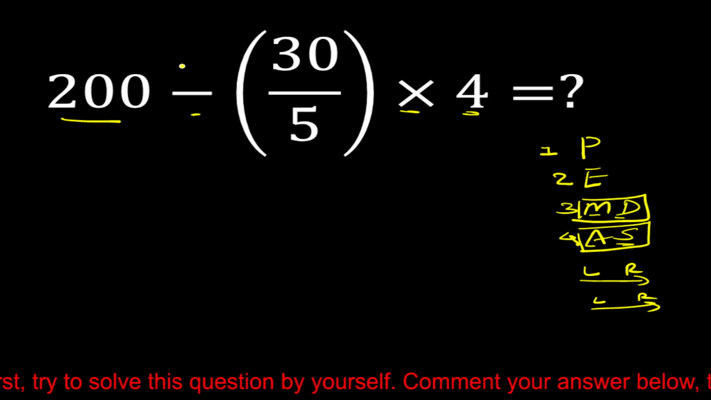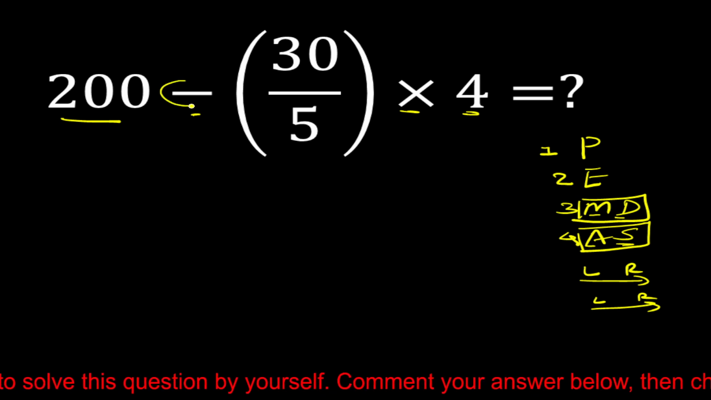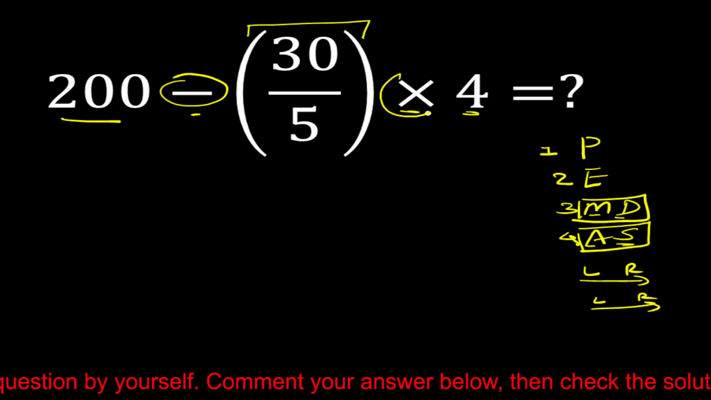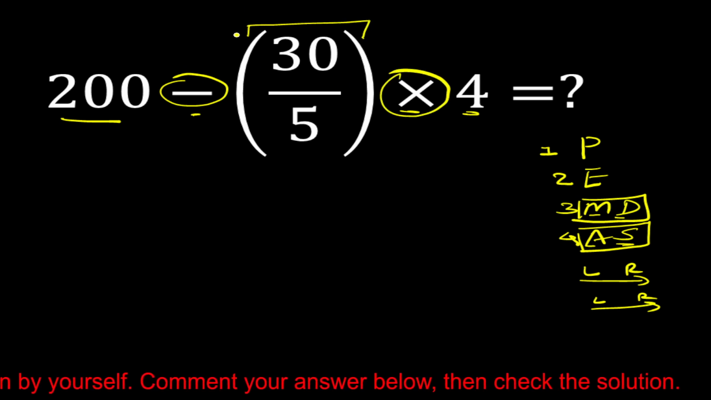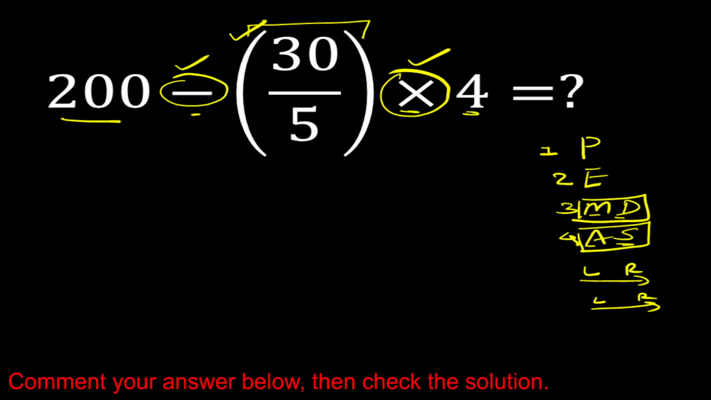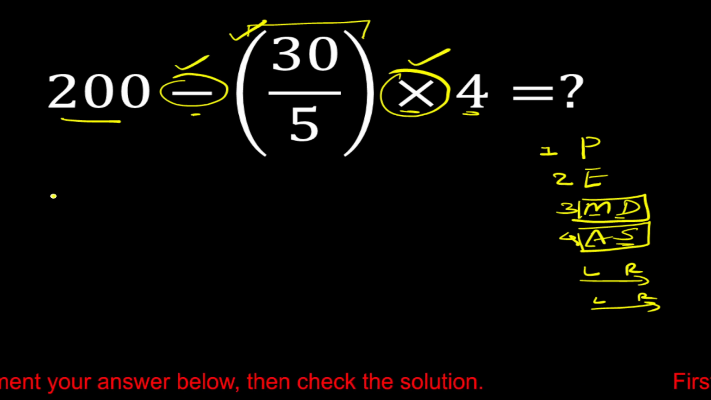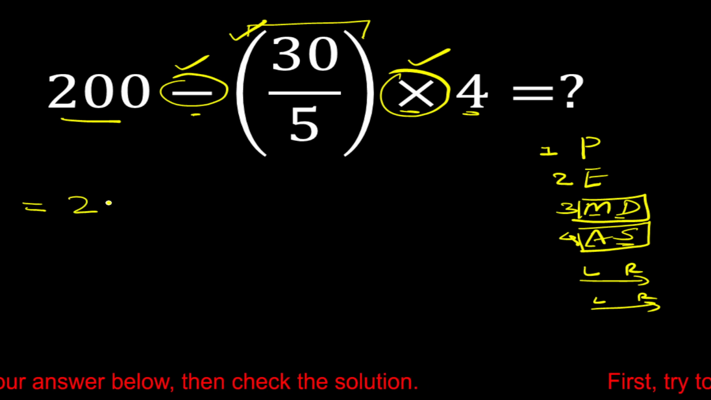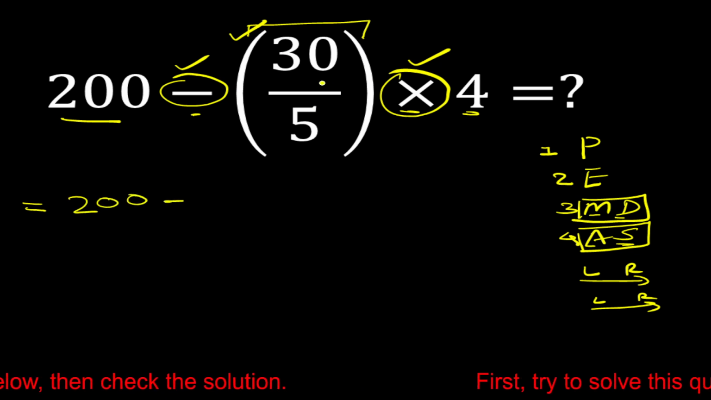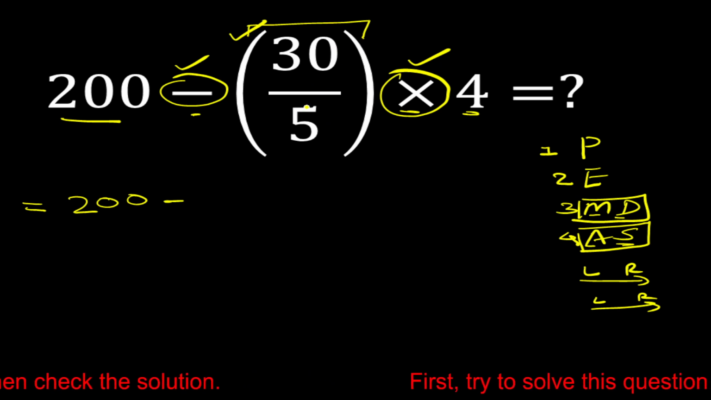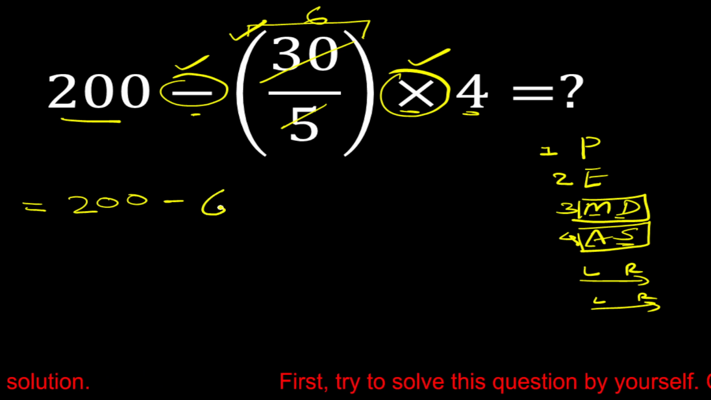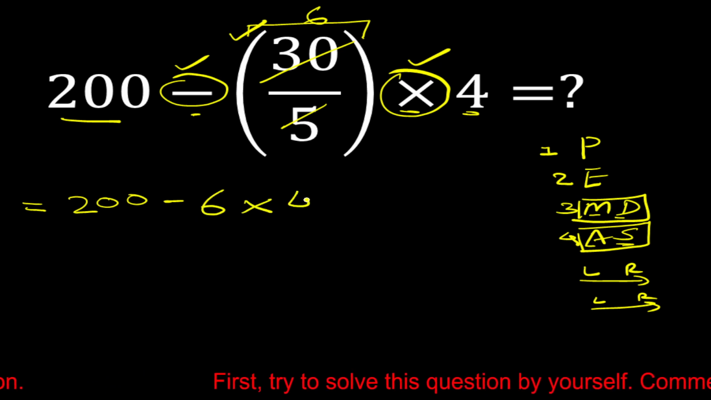Okay. So in this question, here we have one subtraction, one parenthesis, and one multiplication. So first priority is parenthesis, then we have to solve multiplication, and then we have to solve subtraction. So it is equal to 200 minus, now solve this parenthesis first. 30 divided by 5 is equal to 6. So 6 multiply 4.